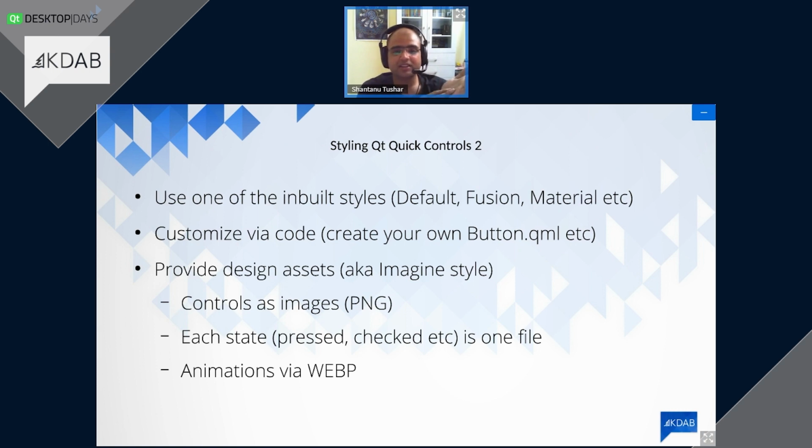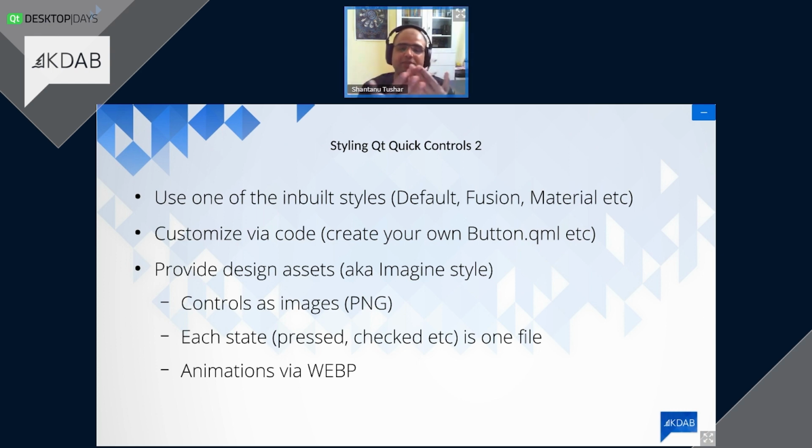You can customize the styles via code. There are examples in the documentation on how to do that. You can create your own button.qml, checkbox.qml to achieve that. Or you can provide design assets. This is something my design team really liked in my previous job, where they essentially give you PNG files generated from Photoshop. They have to follow the 9 patch image guidelines, but at the end, once the hard work is done, the UI ends up looking very similar to what they had in mind. So that makes the developer's job easier as well.